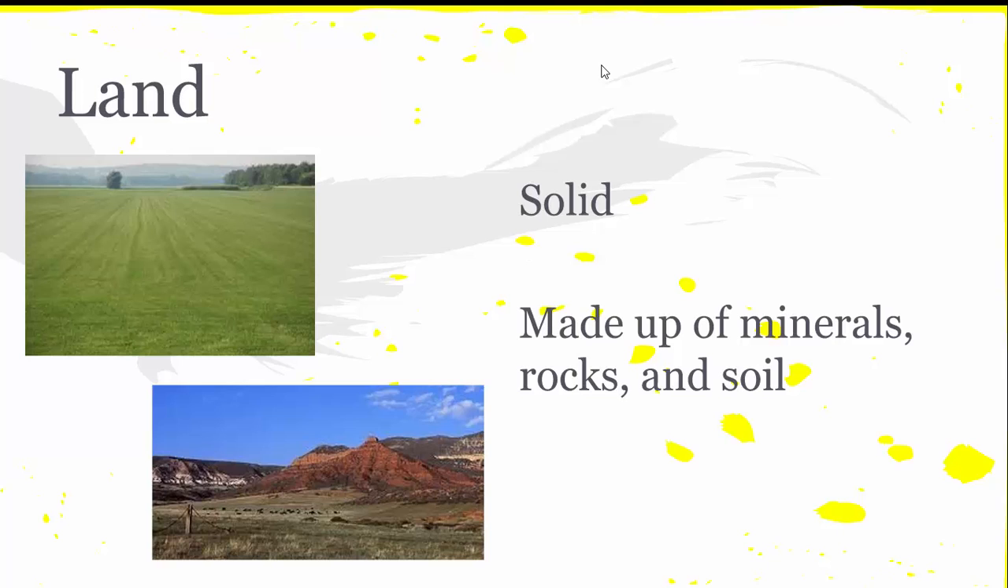The bottom picture is also an example of land. In this picture, you can see some dry grass. You can see some very large hills, or maybe they're small mountains. Both of these pictures show you examples of land.